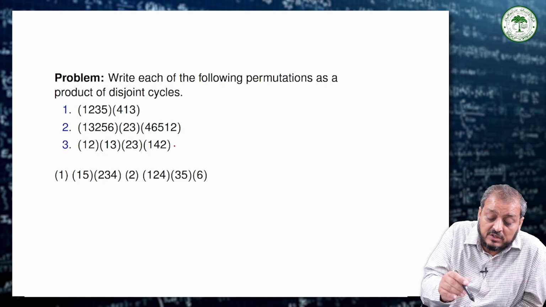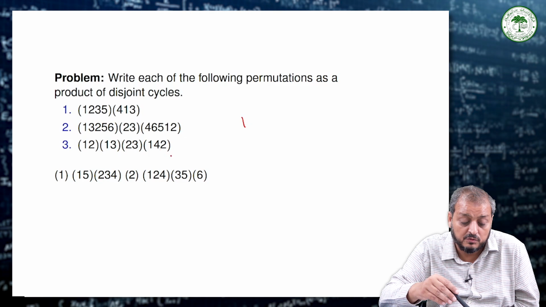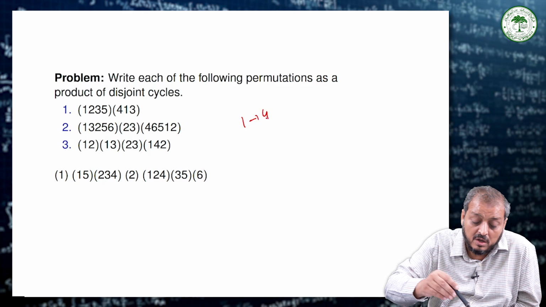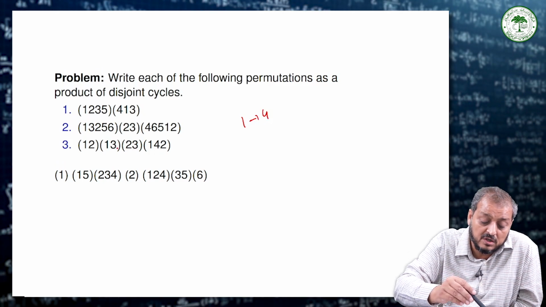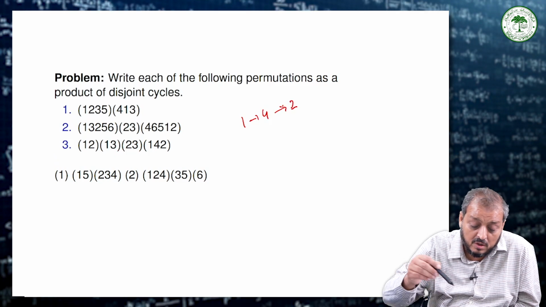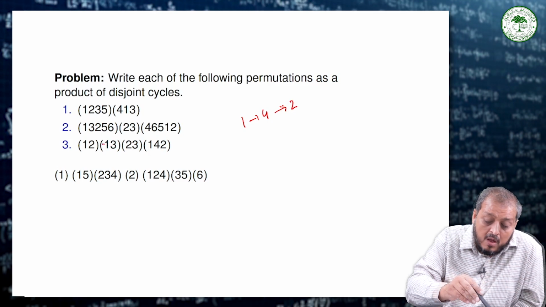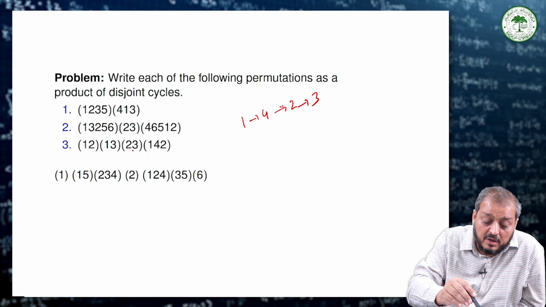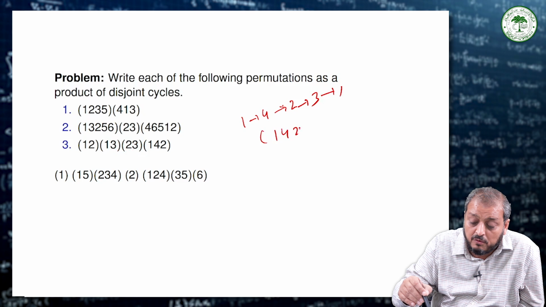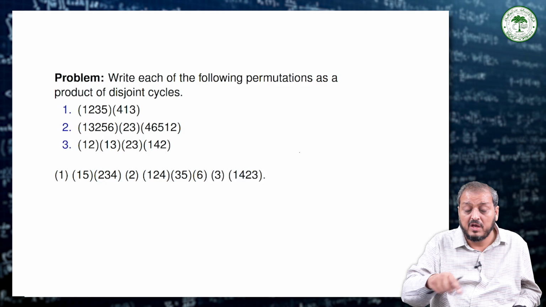Similarly, the third one is again not disjoint. So, calculating this third one, 1 goes to 4, 4 goes to 4. So, 1 goes to 4, 4 goes to 2, 2 goes to 3, 3 goes to 1. So, this is equal to 1 2 goes to 1 and 1 goes to 3, 3 goes to 3 and 3 goes to 2 and 2 goes to 2 and 2 goes to 1. So, here we have 1 4 2 3, and that completes the disjoint cycle in this case.